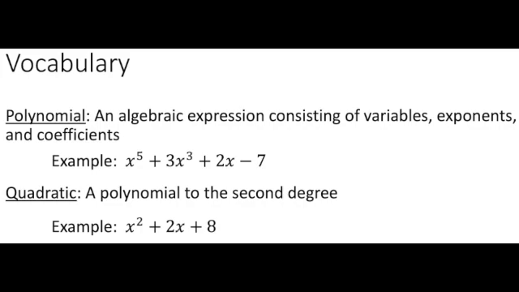A polynomial is an algebraic expression consisting of variables, exponents, and coefficients. A specific type of polynomial is called a quadratic, and this is a polynomial that has the highest exponent being a 2, meaning it's called the second degree.